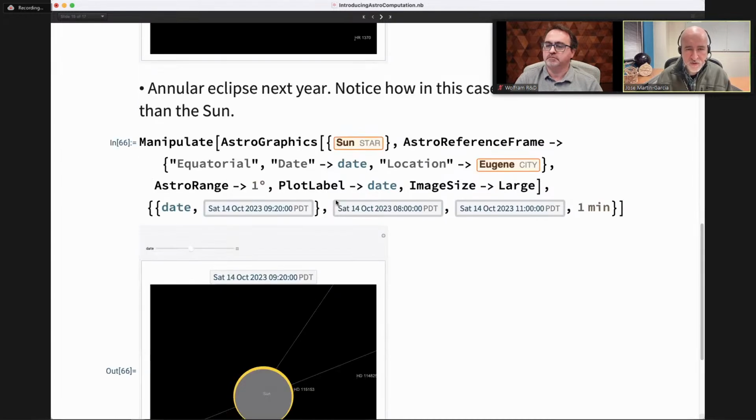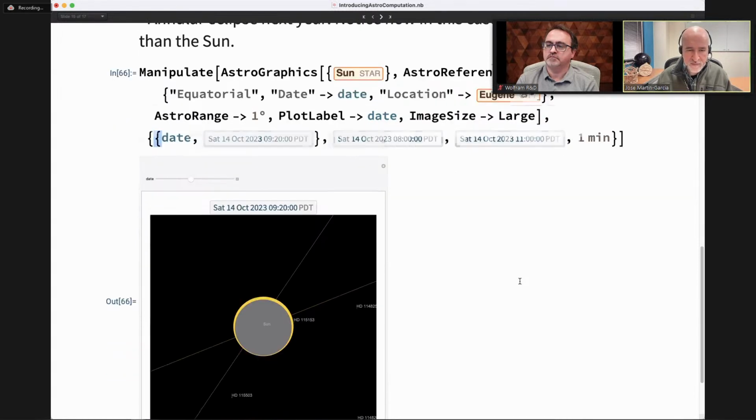Another eclipse that's going to happen this year in October is a partial eclipse that will be visible, for example, from this city in the US. So we do the same thing. We show 1 degree of the sky, and now we say, in this other notation, that we want the date to go from this date to that date in steps of 1 minute.